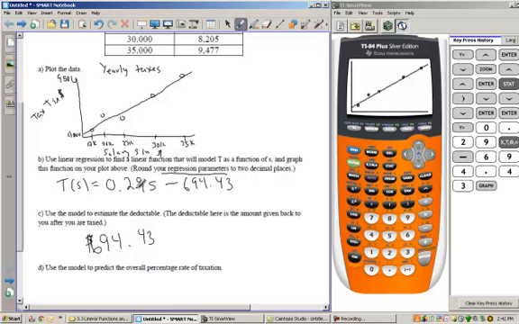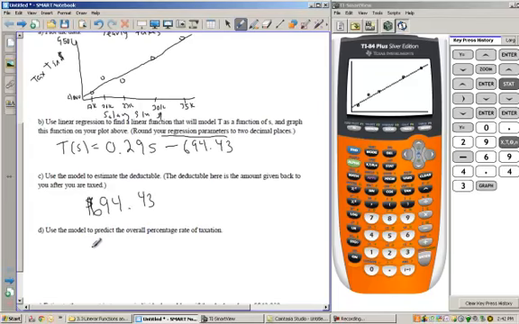The 0.29 is actually part D. It says use the model to predict the overall percentage rate of taxation. So this 0.29 percentage-wise is 29%. The idea is for each dollar in salary, you have to pay basically 29 cents on that dollar, but they're going to give you back up to $694.43.